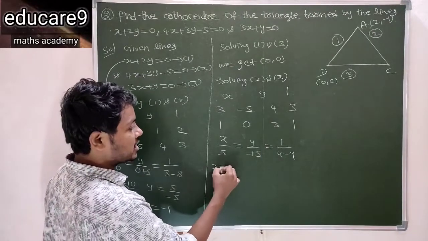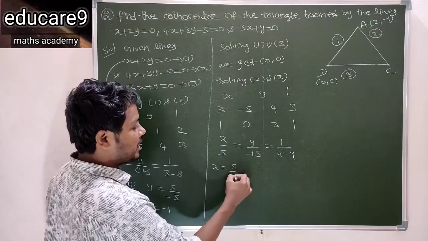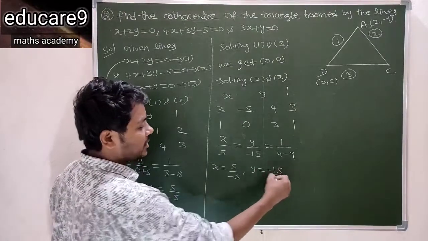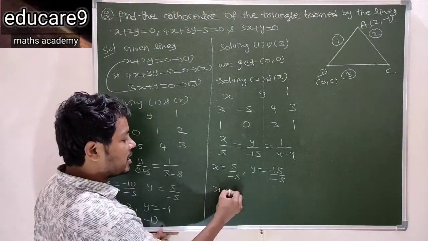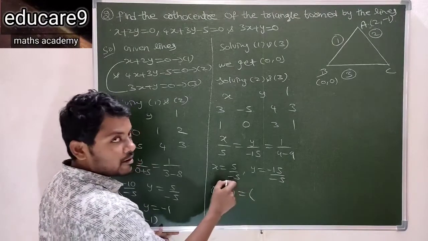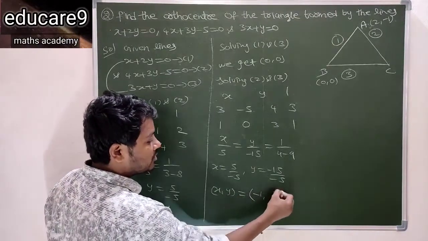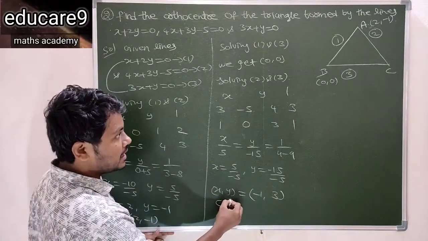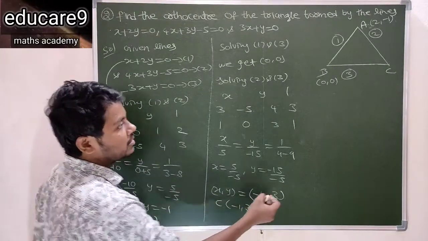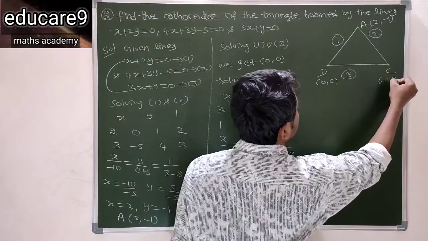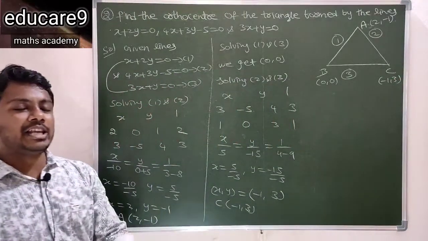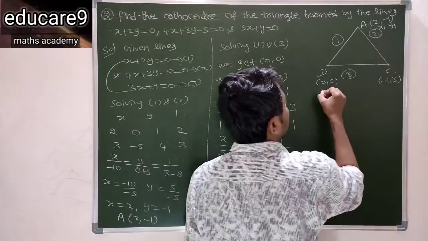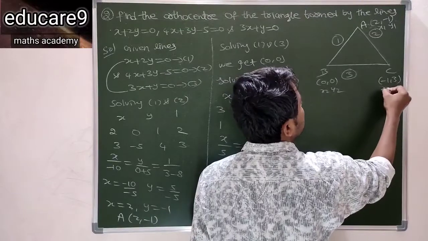So clearly x is equal to 5 by minus 5 and y is equal to minus 15 by minus 5. So x comma y, that is what? Minus 1 comma 3. So clearly this point is what? C, minus 1 comma 3. So clearly we will get 3 vertices. So this is x1 y1 and this is x2 y2, this is x3 y3.